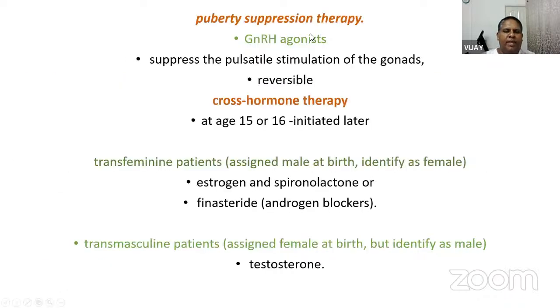For puberty suppression therapy, gonadotropin releasing hormone agonists are given and they suppress the pulsatile stimulation of the gonads. Another treatment which can be given for these patients is cross hormonal therapy once they reach 15 or 16 years. In a trans feminine patient, estrogen and spironolactone or finasteride is given. Whereas in a trans masculine patient, usually testosterone is given as a treatment for the gender dysphoria.